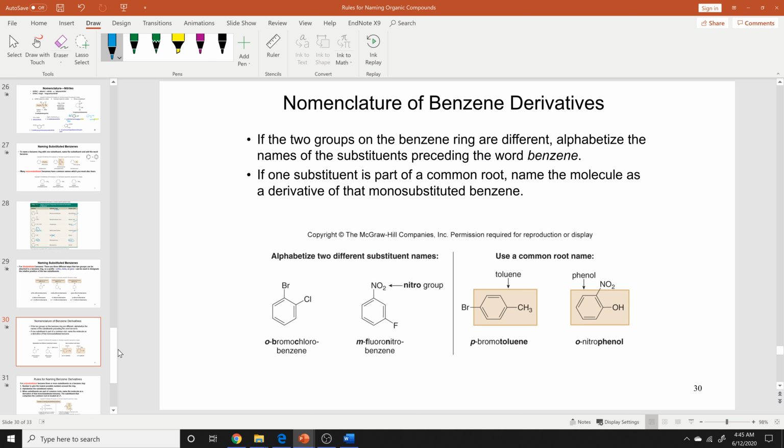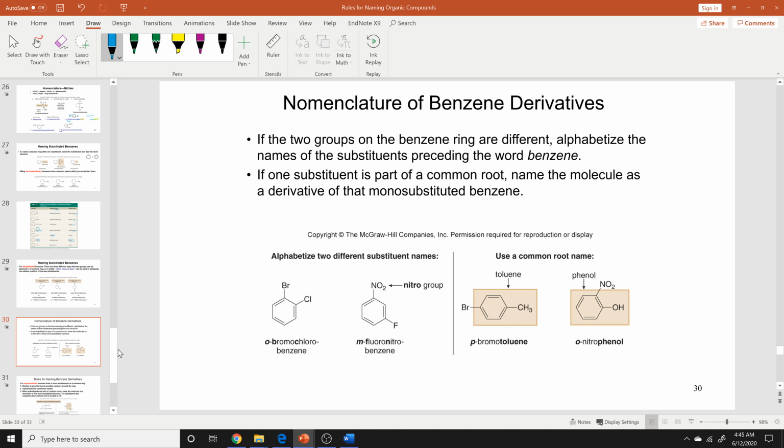Now, if you have two substituents on the benzene, and they are different, then you're going to arrange them in alphabetical order. So here I have a bromo, I have a chloro, I have a benzene. These two substituents are on positions 1 and 2. So I have to use the prefix ortho in there. It's going to be ortho-bromo-chloro, because the B comes before the C. That is going to be ortho-fluoro-nitrobenzene.